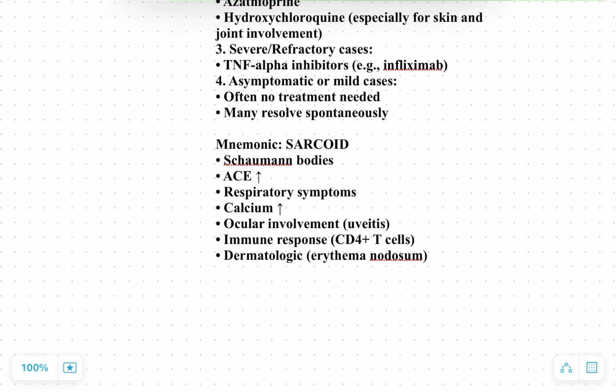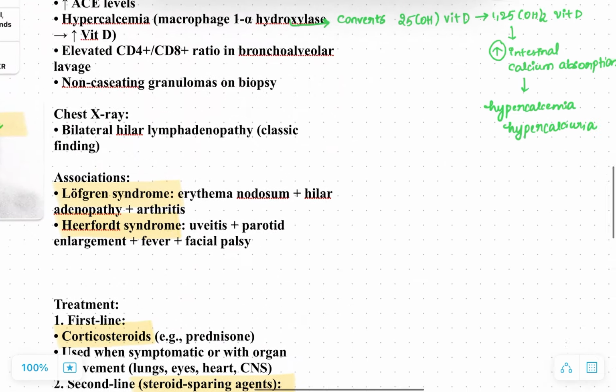So we can remember sarcoidosis by the mnemonic SARCOID. S stands for Schaumann bodies, A stands for increased ACE levels, R stands for respiratory symptoms, C stands for increase in calcium, O stands for ocular involvement, I stands for immune response, it is CD4 plus cells, D stands for dermatological involvement like erythema nodosum.